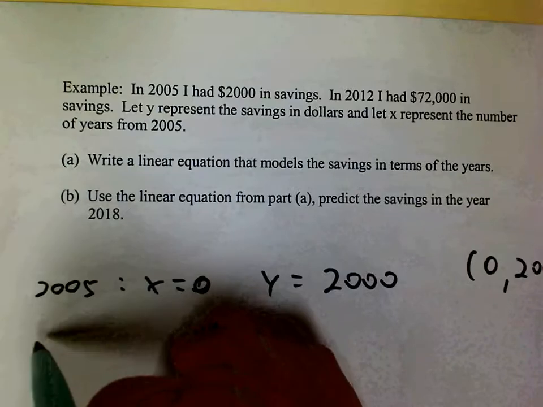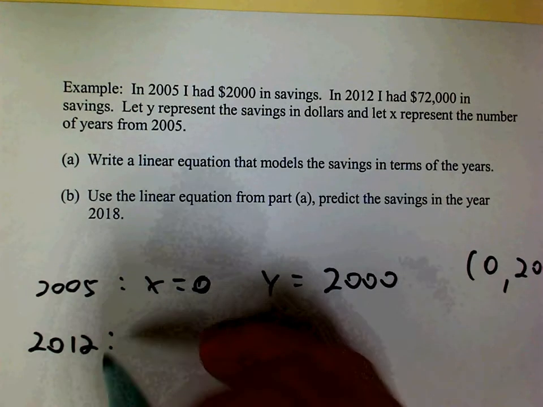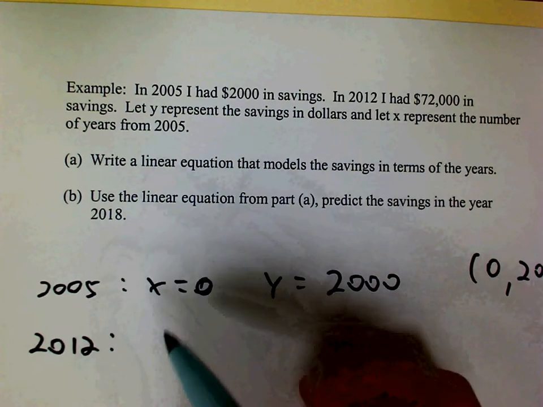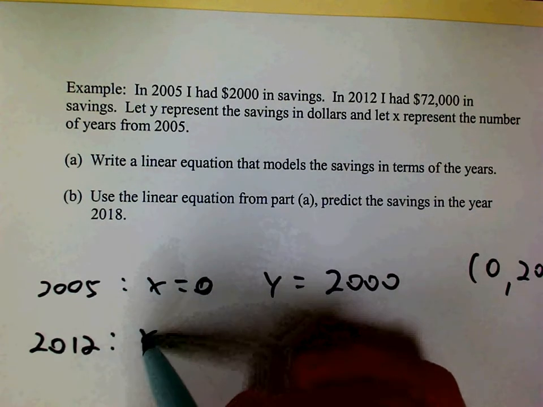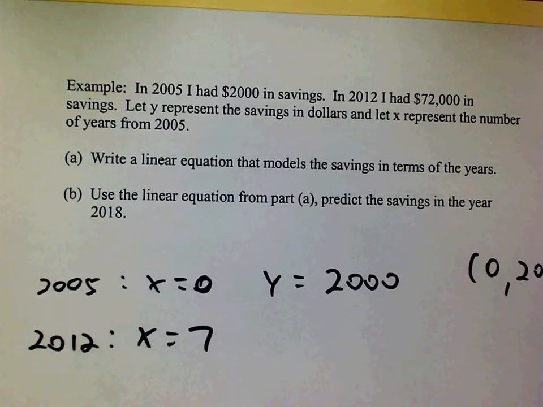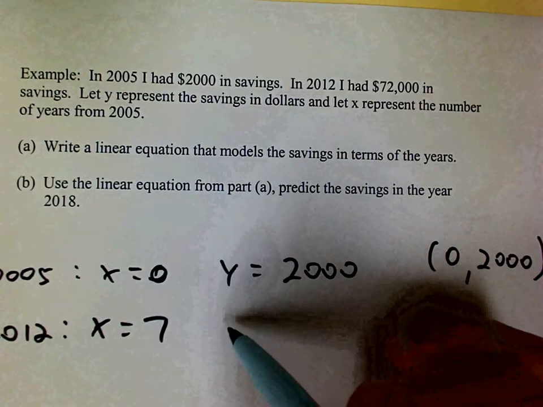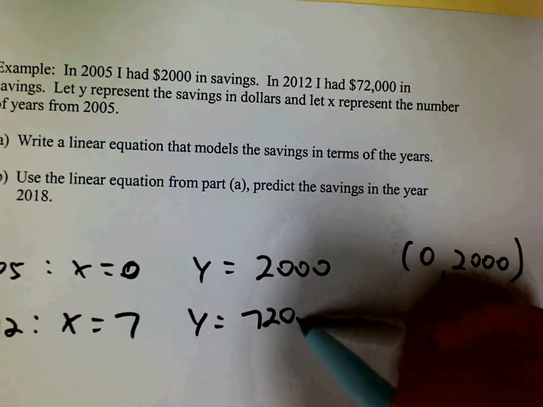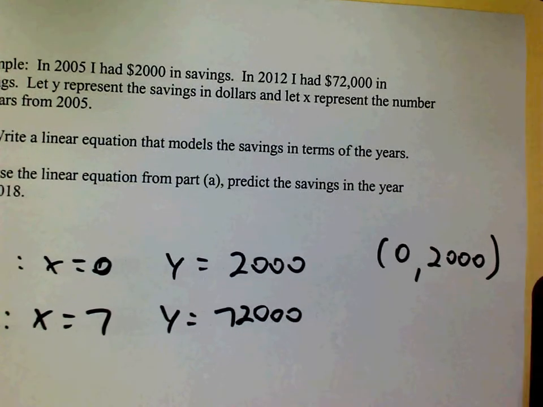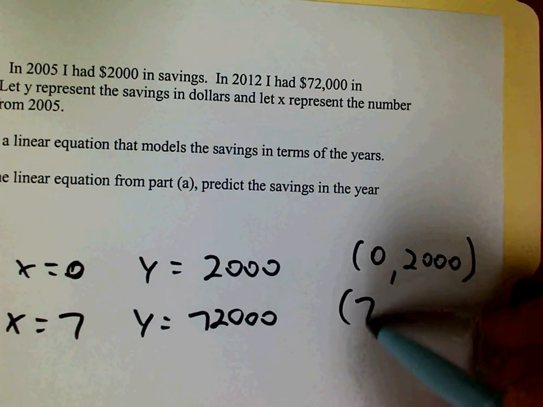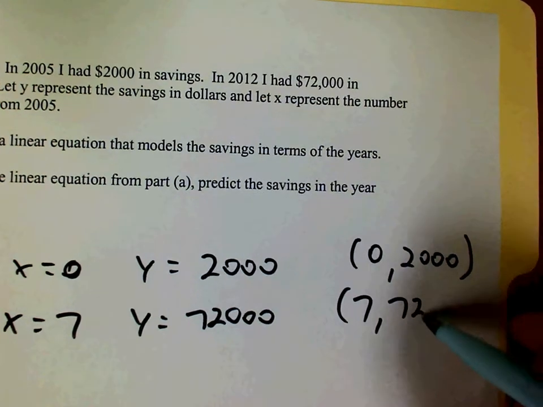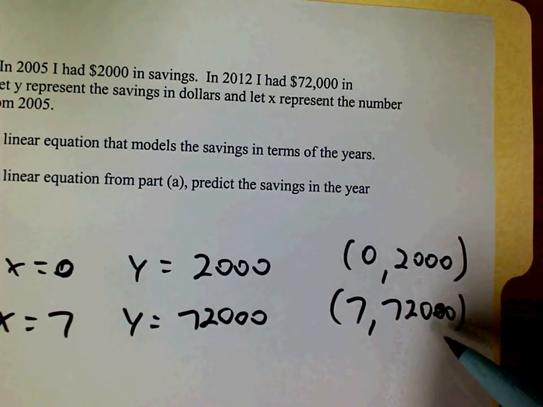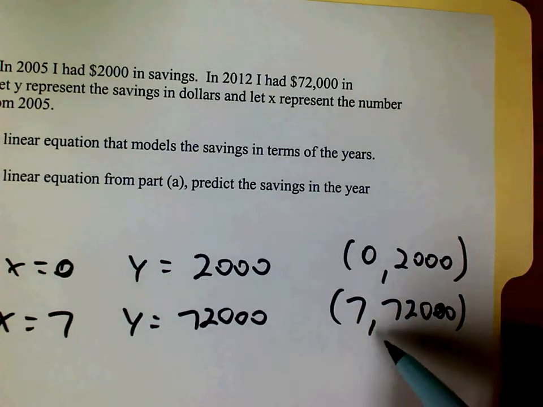And then for 2012, how many years is 2012 from 2005? Well, if you subtract those two values, you'll see that's 7 years away. And then in 2012, the problem says I had 72,000, which means that point is (7, 72000). I'm not using a comma in 72,000 so you don't get confused with this other comma.